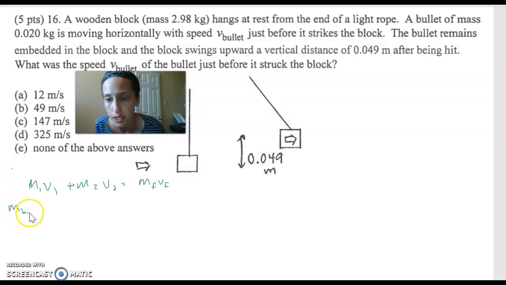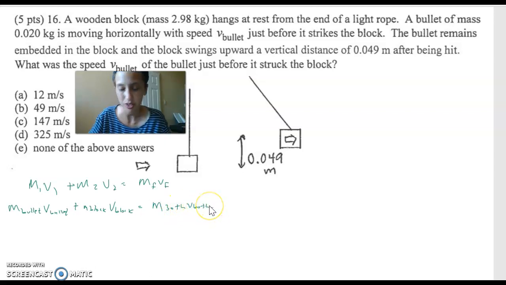They all start with the letter B, which is annoying. So mass of the bullet times the velocity of the bullet plus mass of the block times the velocity of the block equals the mass of both times the velocity of both after the collision. Anytime you see the word collision, you should be thinking conservation of momentum. Okay, momentum before equals momentum after.